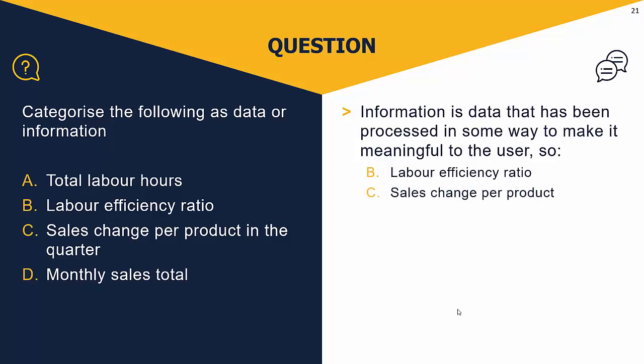The other piece of information out of the four there would be C, our sales change per product in the quarter. Now, to calculate that, we'd need D, the monthly sales total, but on its own, the fact we sold 5,000 units of product A, for example, isn't overly useful. But actually, if we know that in the previous quarter, we only sold 4,000 units of product A, we now know if we've gone from 4,000 to 5,000, we've had a 25% increase. And then all of a sudden, that is useful information for the sales manager within the business to then analyze the sales performance.